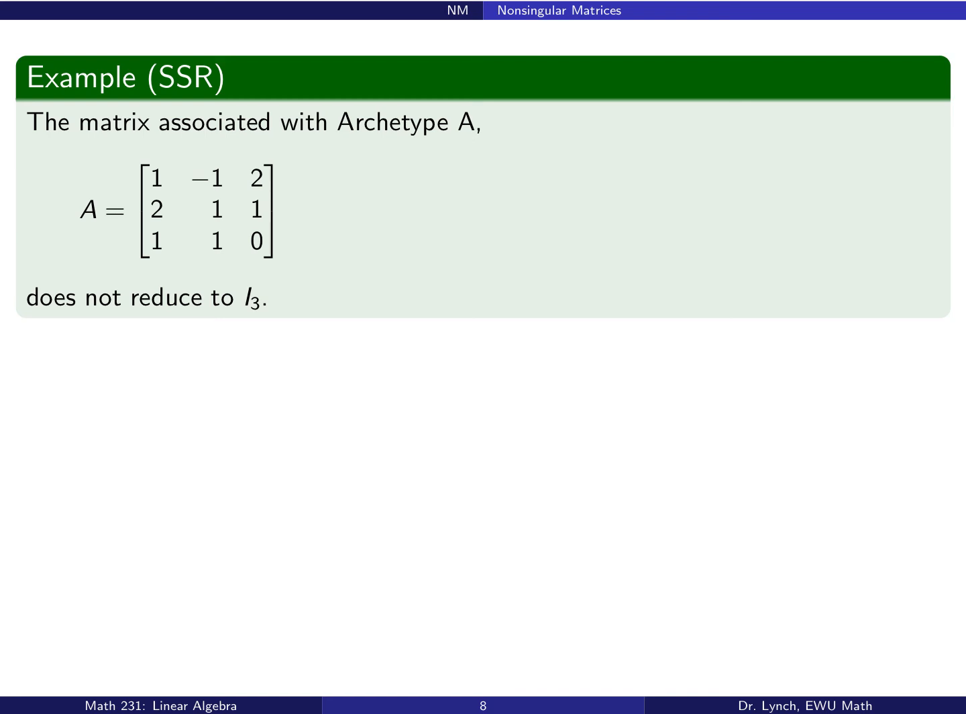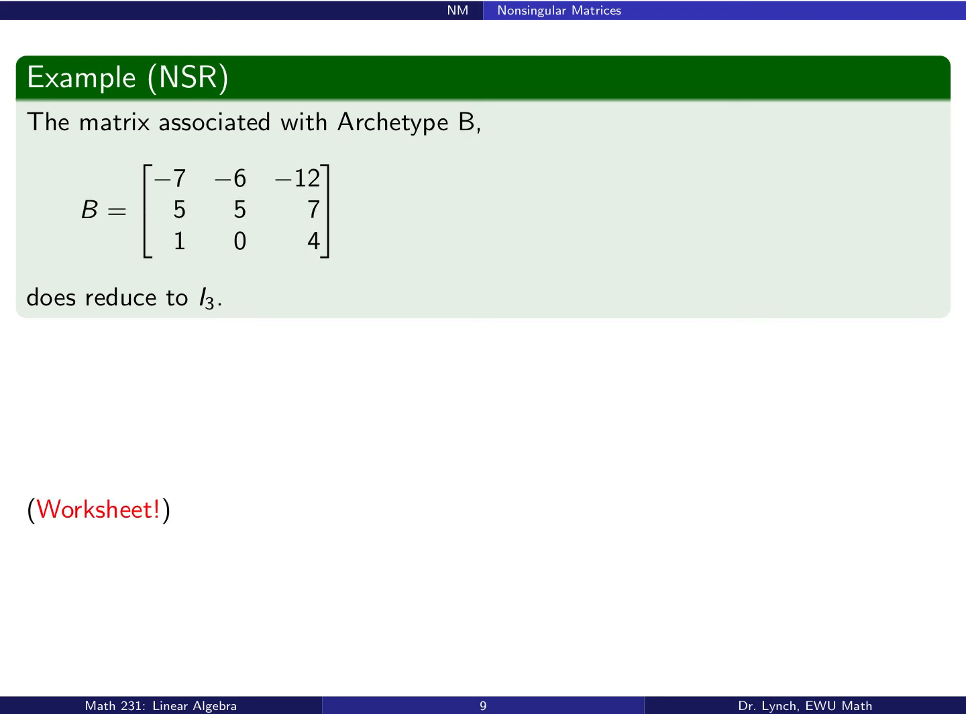Here's an example again, back to archetype A. We saw that the reduced row echelon form of this matrix is not the identity matrix. Therefore, this matrix is singular. On the other hand, the reduced row echelon form of this matrix B associated with archetype B is the identity matrix. Therefore, this matrix is non-singular.